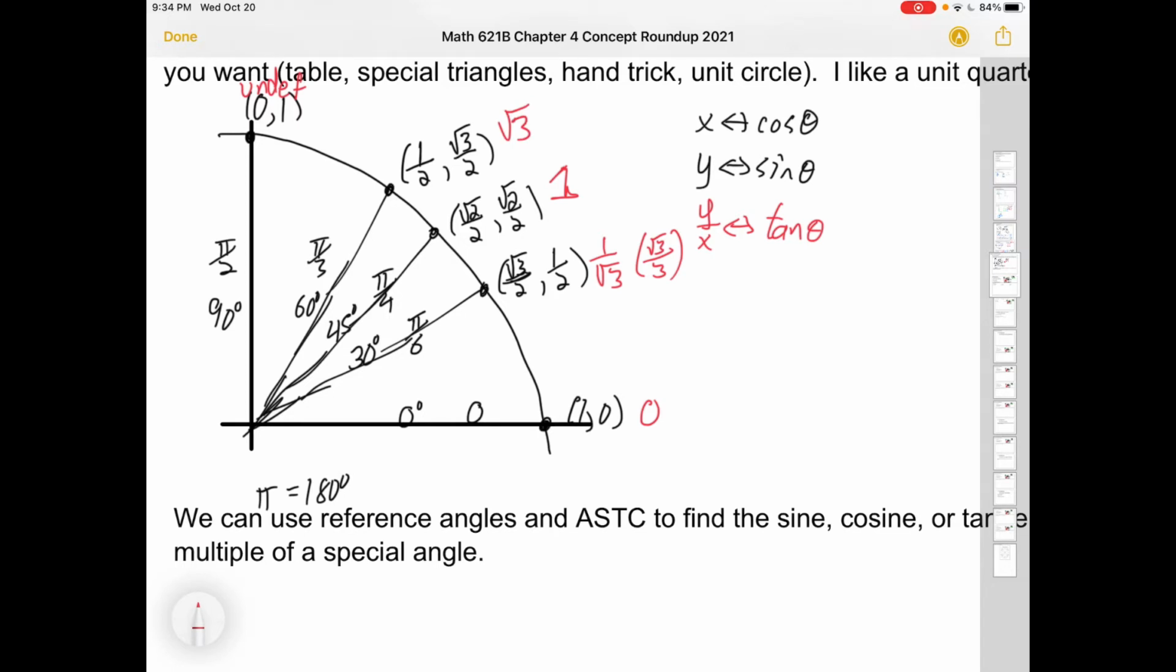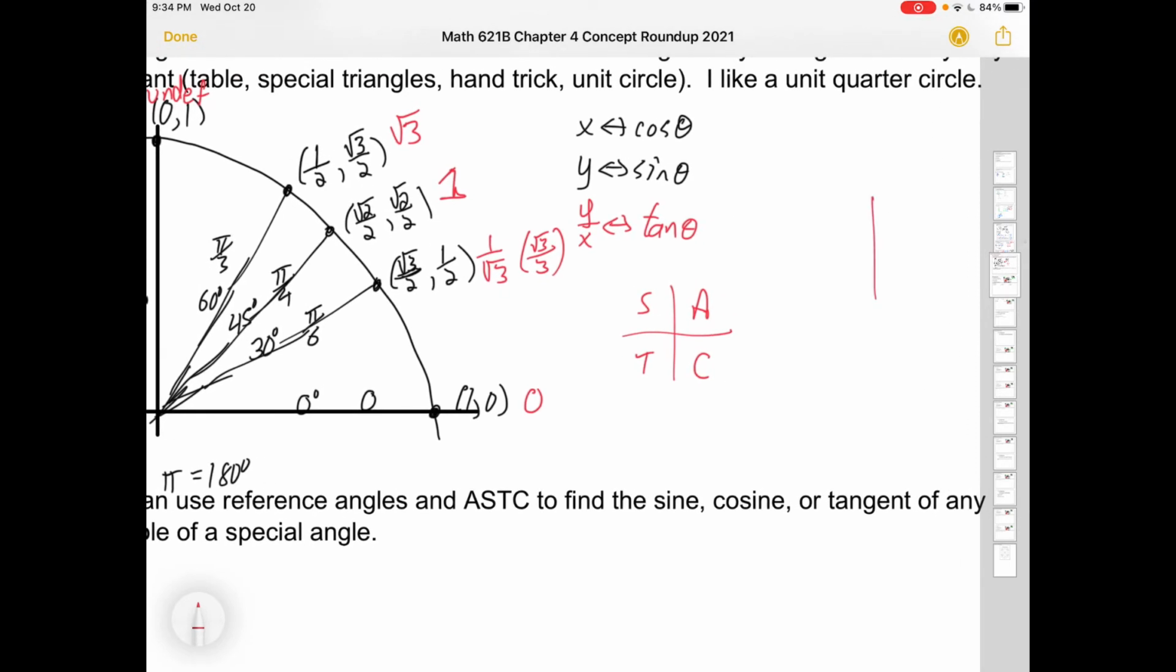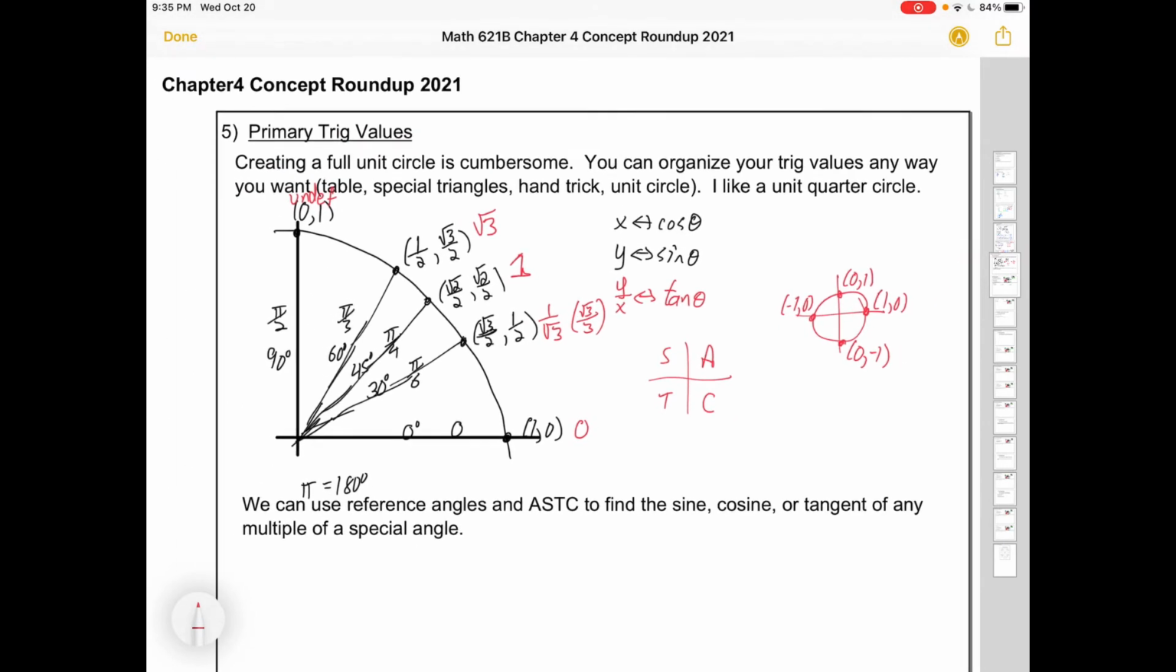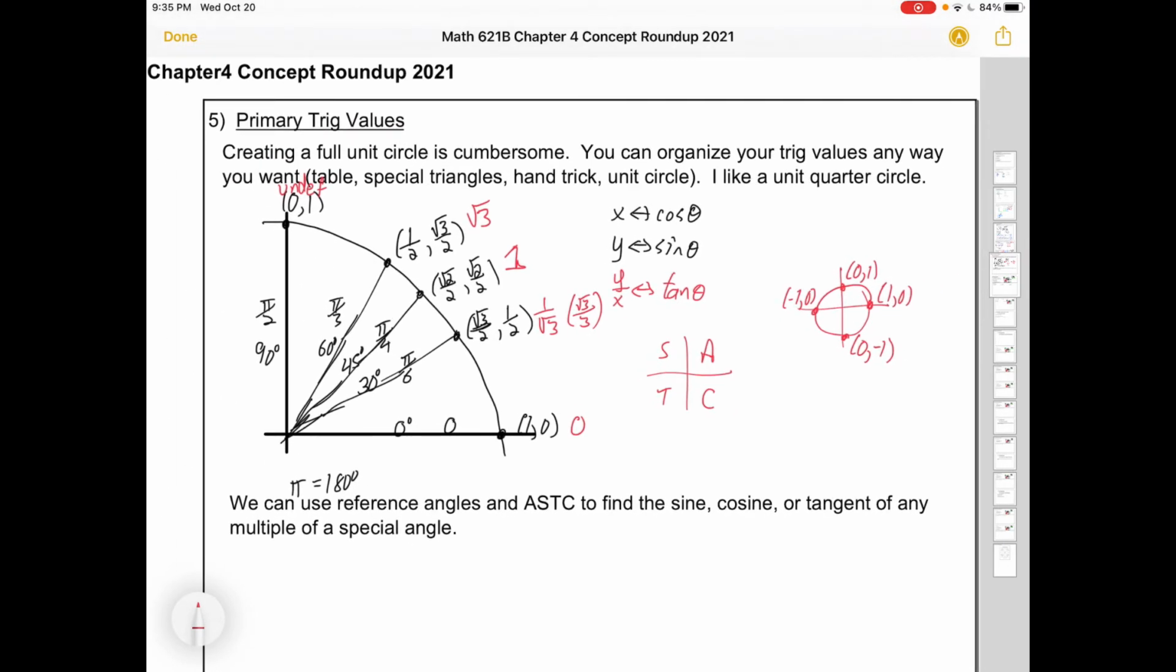Knowing these values is kind of the key to doing a bunch of questions that don't involve your calculator, that involve exact values. It's also worth noting that we're still dealing with this all, sine, tangent, cosine. And for angles that end up on the axes, those values are real easy to deal with. They're going to be 1, 0, 0, 1, negative 1, 0, and 0, negative 1. Again, x is cosine and y is sine. So we can use reference angles and ASTC, that's the quadrants, to find sine, cosine, or tangent of any multiple of a special angle. That means 30, 45, 60, and 90 degrees.